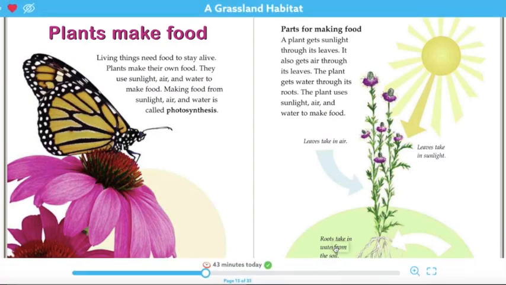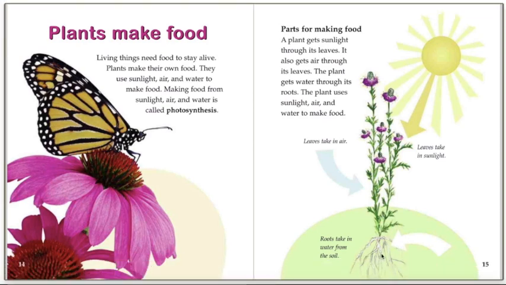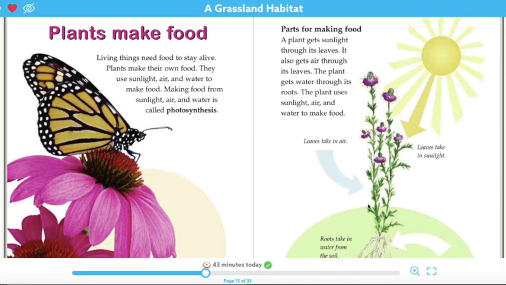So here you can see in the picture that there are some labels. It says roots take water in from the soil. So these are the roots down here, and they get the water from the soil, and then the leaves take in air, and then the leaves also take in the sunlight.